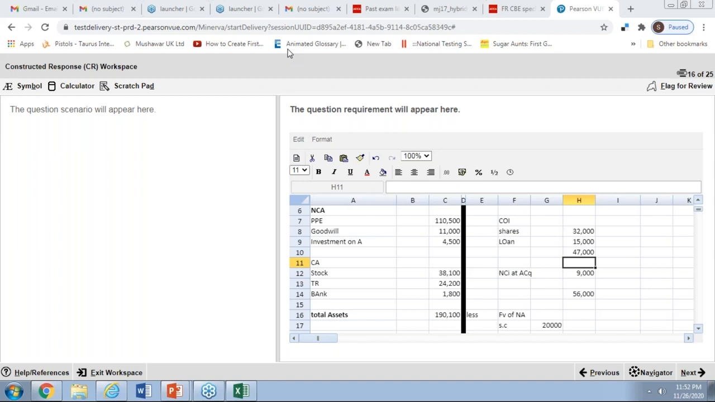Adjustment of the receivable and payable is actually an intercompany balance of 3,000, which is the receivable and payable balance between the two companies. You have to eliminate these balances when we are preparing the consolidation.